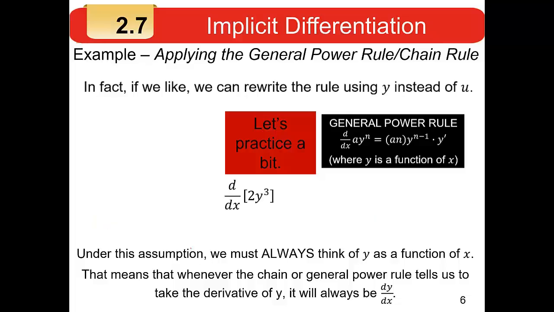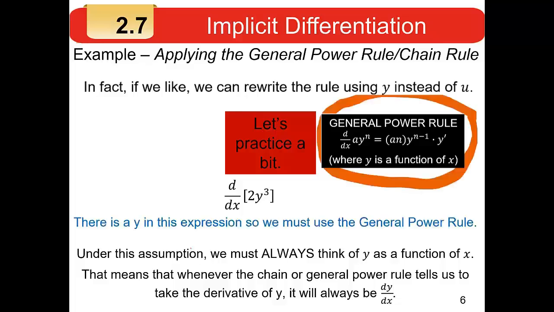Let's do another one. What if I ask you to find the derivative of 2y cubed? Aha, this time there is a y, and you should say, okay, there is a y in this expression, so we must use the general power rule. If it were just 2x cubed, it would just be 6x squared. But because there's a y in there, y is really some function involving x. You've got to use the general power rule. So you do your normal power rule: 3 times 2 is 6, the 3 goes down to a 2. But then because y is a function of x, you have to go back and multiply by y prime or dy over dx, whichever you'd like to write.